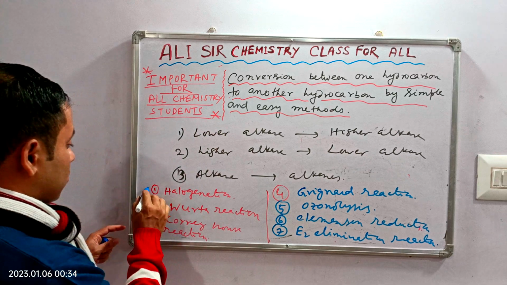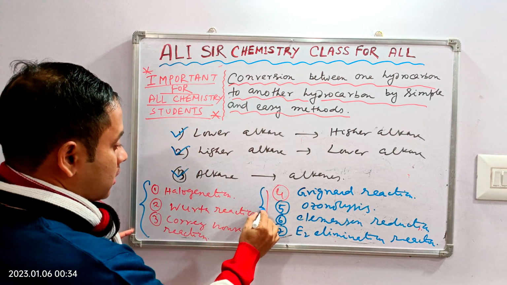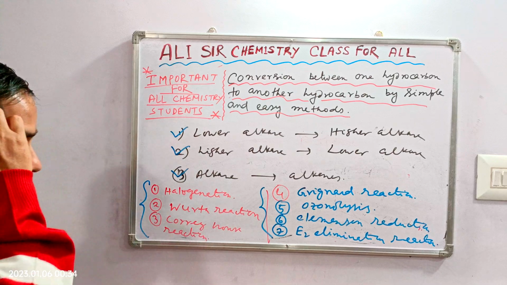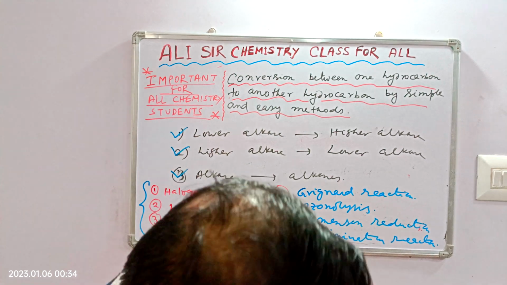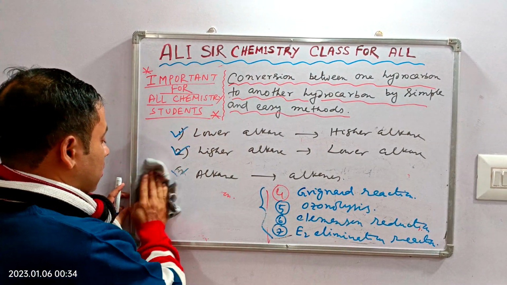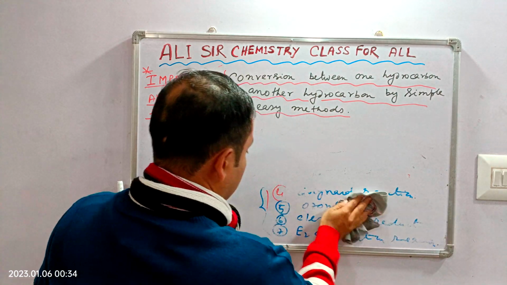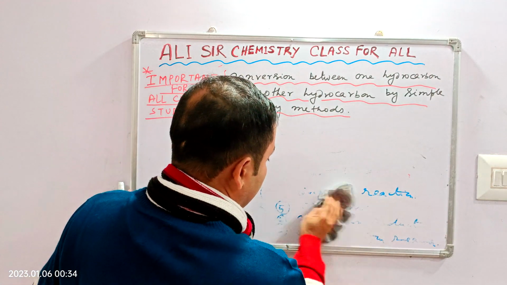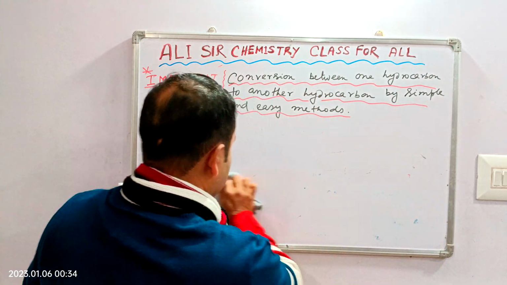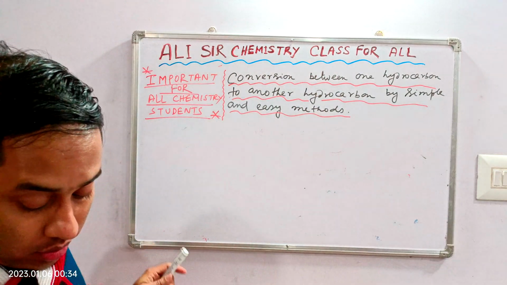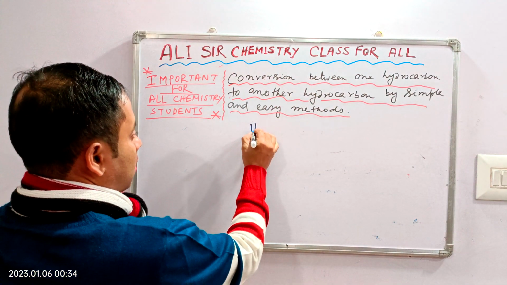Okay, so to do these types of conversion, you must know these 7 types of reactions and the reagents used. So if it is clear to all of you, then you can do any type of conversion related to this type of example, or which falls in this category. I am giving some examples for your homework.